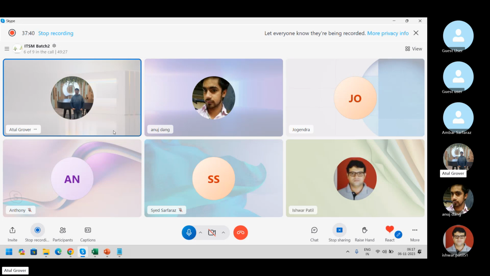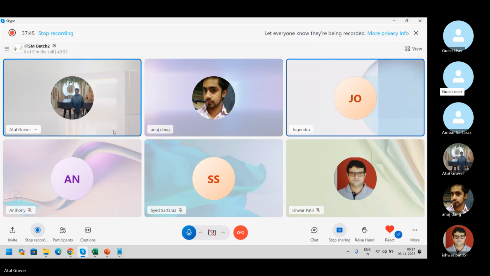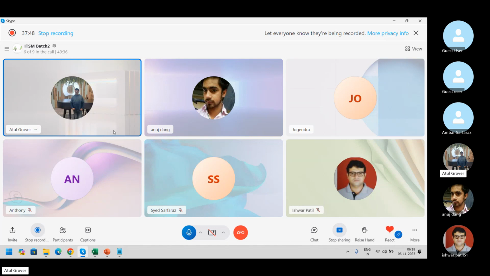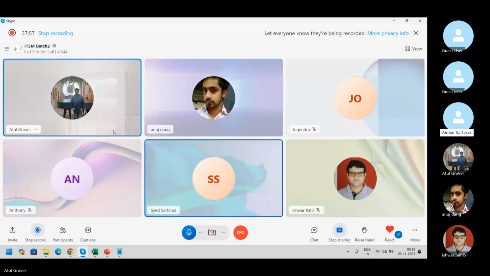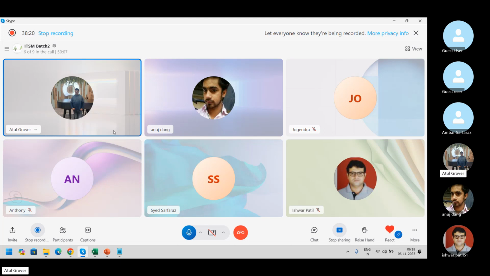Okay, good. Jogendra, what do you think? It's similar to what Anthony and Ishwar told. Okay. Khalida? What is co-creation of value? I'm giving an example. Good. Just like a potato chips manufacturer, right? Seeking ideas for developing new flavors. Okay. Anuj.